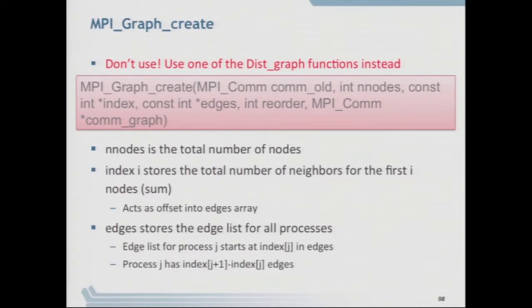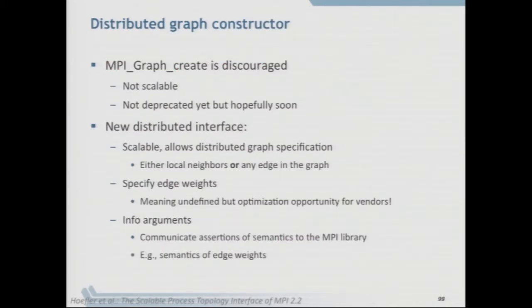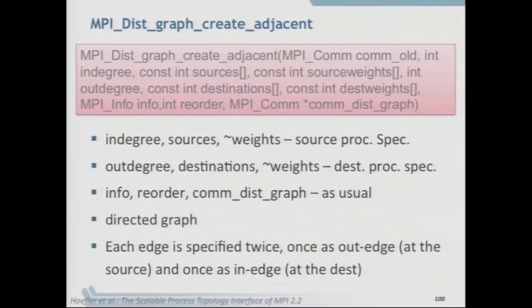The problem with this one is the information about the graph, which is who's connected to whom, the sources and the destinations for each rank, the whole graph has to be passed on each node. So that's not scalable in the sense that it takes up too much memory. So these arrays will get too large if you're running on a big system. So that's what you want to avoid. So that's why it says don't use this, discouraged. So there are 2 new functions in the new interface which allow you to specify the graph in a distributed fashion. Let me jump to that.